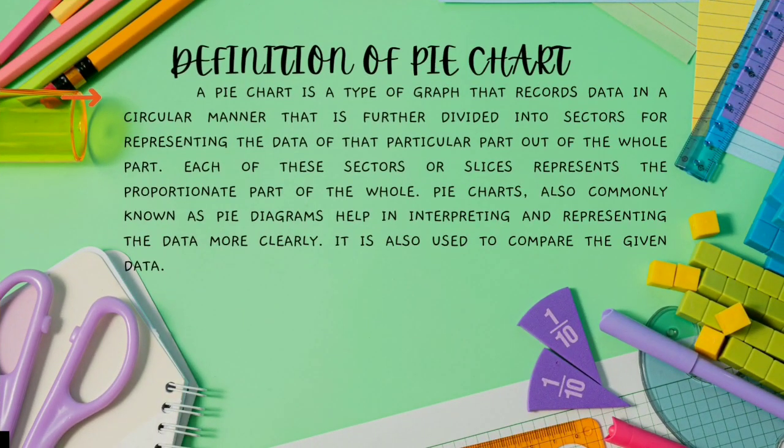Pie chart. A pie chart is a type of graph that records data in a circular manner that is further divided into sectors, each representing the data of a particular part out of the whole. Each of these sectors or slices represents the proportionate part of the whole. Pie charts, also commonly known as pie diagrams, help in interpreting and representing the data more clearly. It is also used to compare the given data.